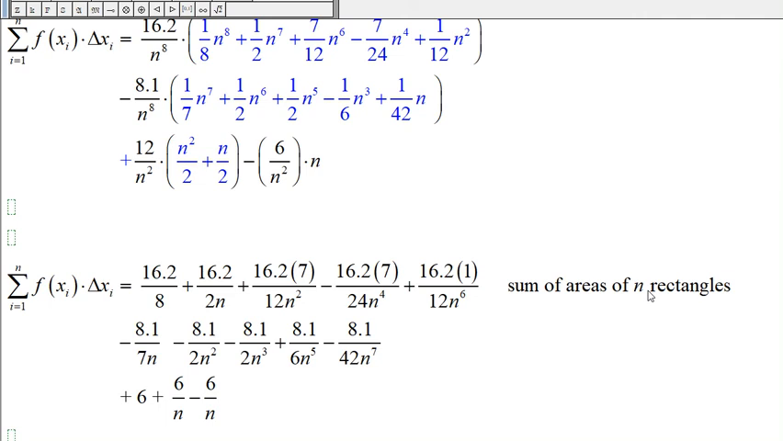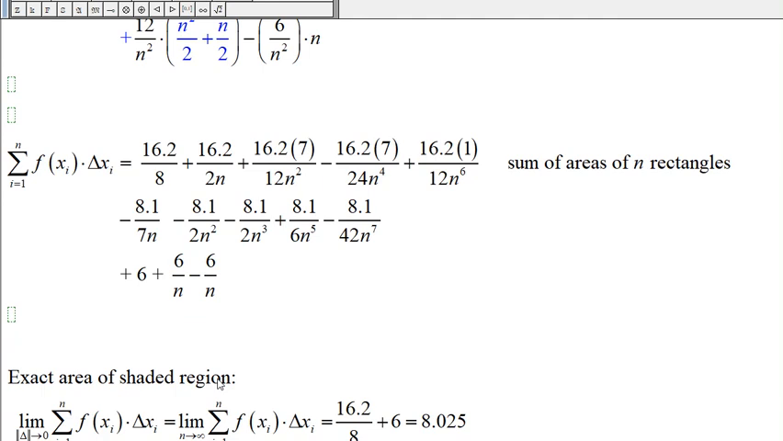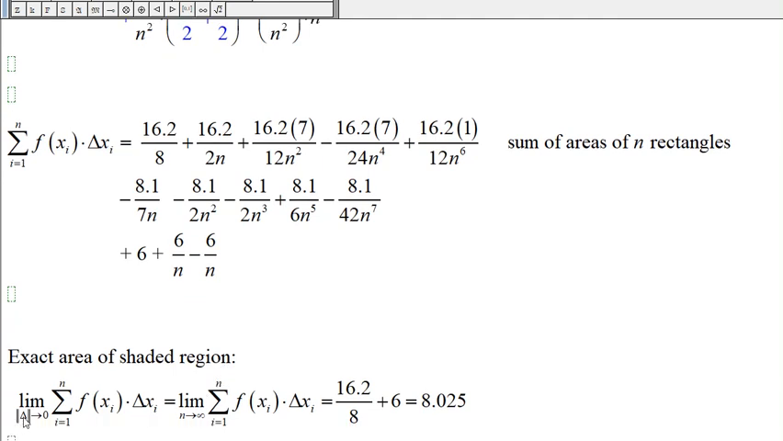And now we want the exact area of the shaded region. And so we need to allow n to approach infinity. And we can do that by allowing the norm, or the largest width, to approach 0. So we allow the norm, or the largest width, of the partition to approach 0, and that means there will be an infinite number of rectangles, or an infinite number of subintervals. And so now as n approaches infinity, we get 16.2 over 8, and as n approaches infinity, this term will go to 0, 0, 0, and 0. And then all of these right here will go to 0, because they all have an n in the denominator, and n is approaching infinity.